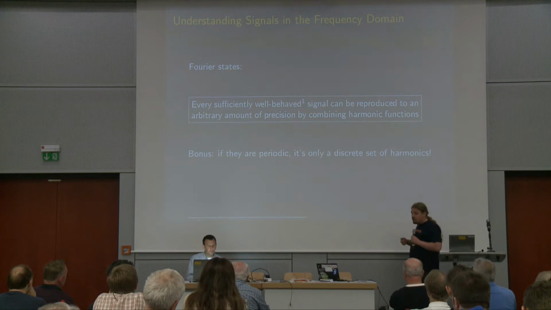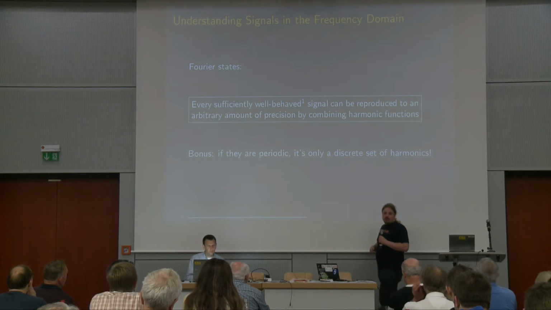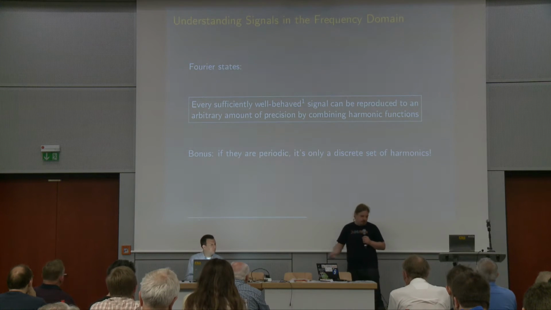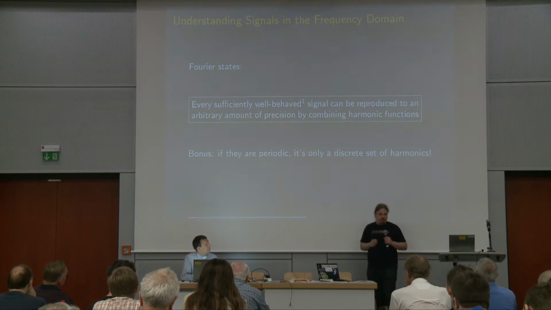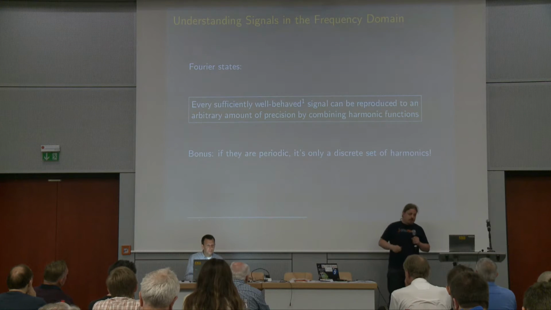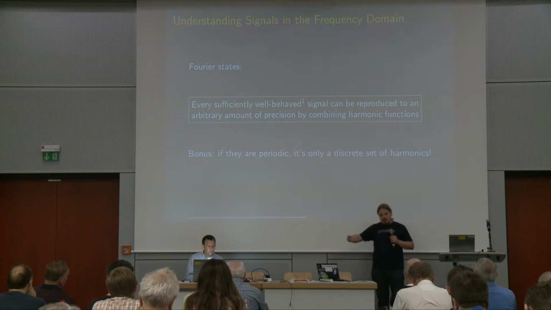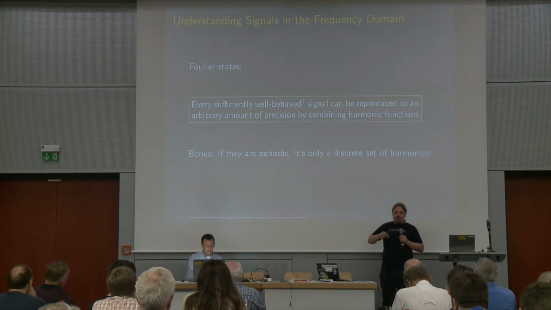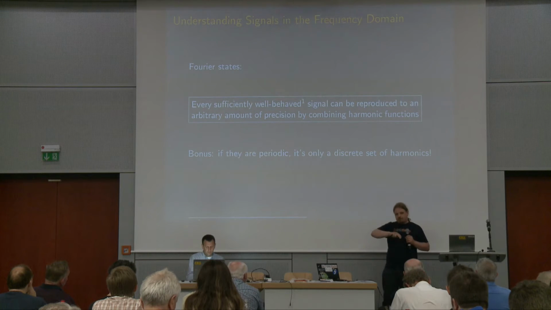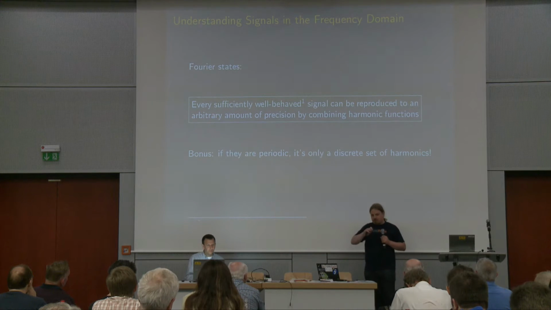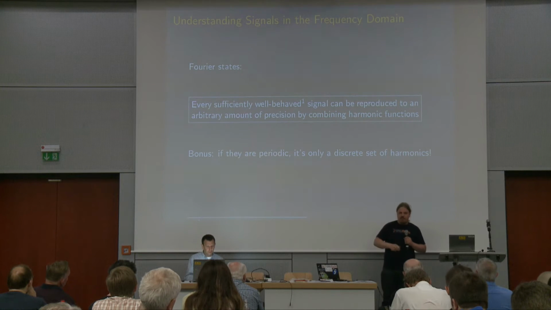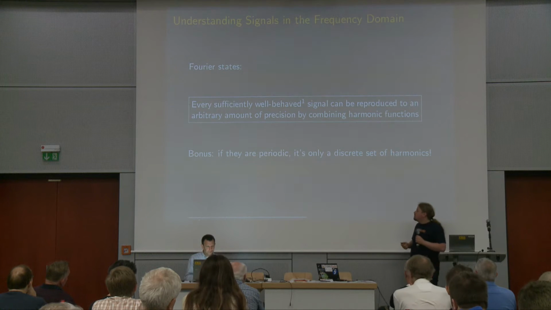And as a bonus, if we know that the signal is periodic, which for example a continuous wave is, we know that the spectrum, so the actual frequencies and their coefficients that the signal is made of, is only discrete, which means it's not defined everywhere, but it's mostly zero, but there's a few points that it's not. So that's a handy feature.